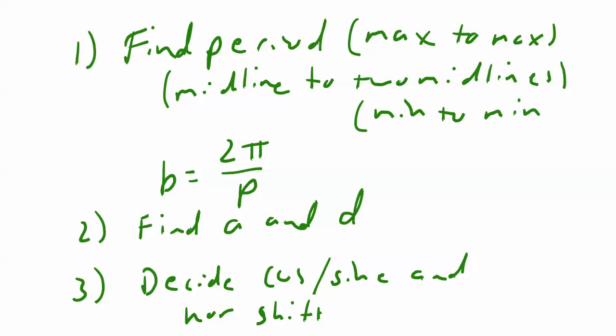So the big things I want to do: find that period first and show you how to do that. We'll look at max to max, midline to a couple of midlines away, min to min, a couple different options. And we're really using that to find our b value. Then we're going to find the a and the d, which are pretty easy. That's our amplitude and our vertical shift, or midline. And then we're going to determine, is this a sine or a cosine graph? Which one do I want to use? Again, it's really your choice. And then from that decision, we're going to determine the horizontal shift.